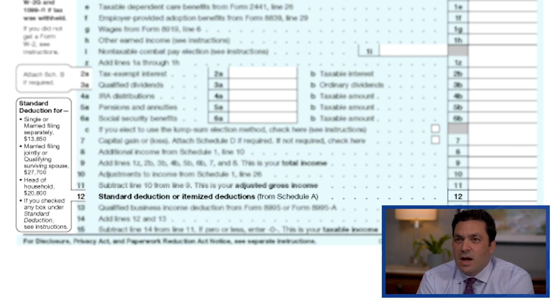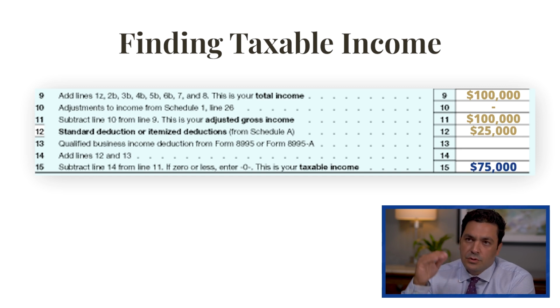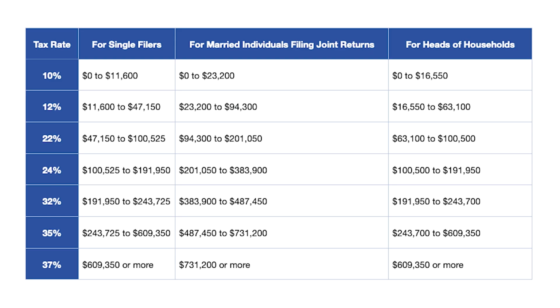So again, for easy math, if you have $100,000 of gross income, no adjustments, so $100,000 adjusted gross income, you might be able to take out $12,500 or $25,000 off that, showing $75,000 income that year. So again, gross income minus adjustments gives you adjusted gross income, minus deductions gives you your taxable income. And from taxable income, then you find out which tax bracket you're in.